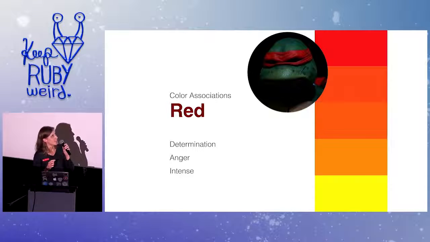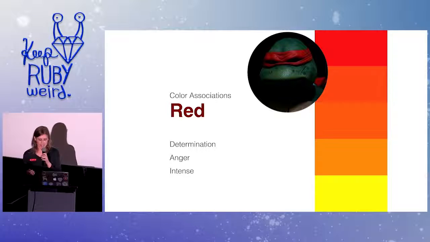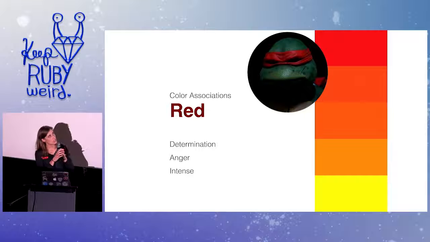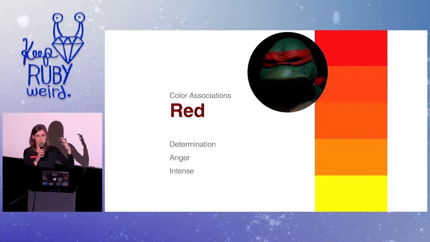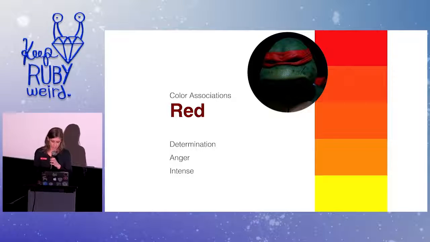So he's the hothead of the group, right? He's kind of a Jersey boy. He's got a little bit of an attitude problem. He's very much bound by this color association with red. If we think about three big words that are associated with red, we have determination, anger. He's pretty angry. He gets a little bit grumpy sometimes. And then he's a very intense character.